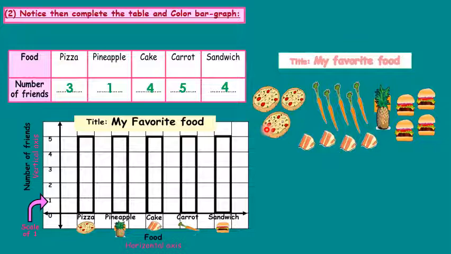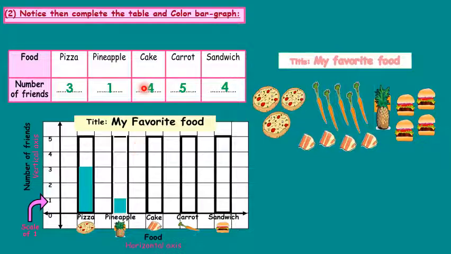organizing inside this table. The next step, I want to represent this data inside the bar graph. Look here, before this, I want to know what the scale is. Here I have a scale of 1, 2, 3, because we don't skip any numbers. Now I want to represent how many pizzas I have. I have 3, so I will count until I reach 3, then I will color it.